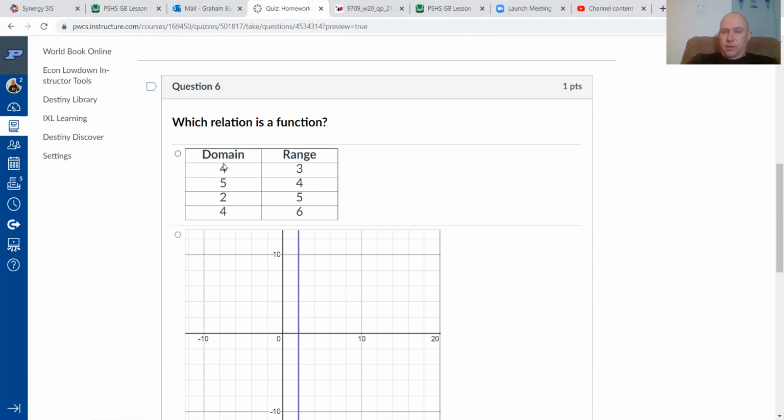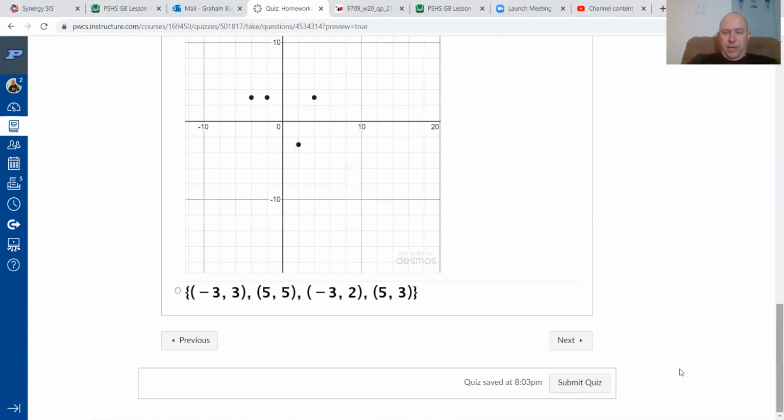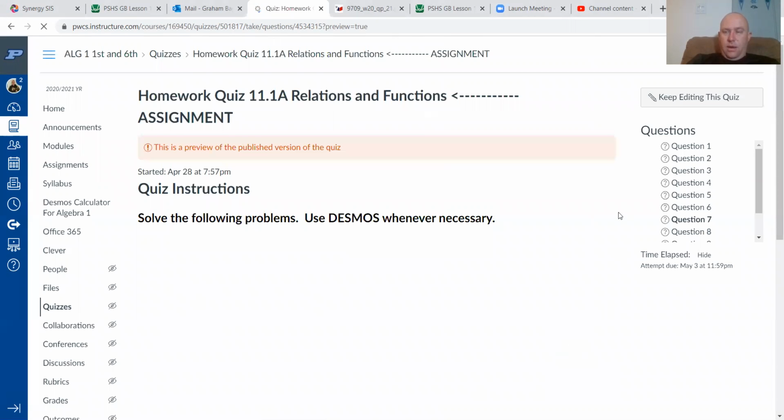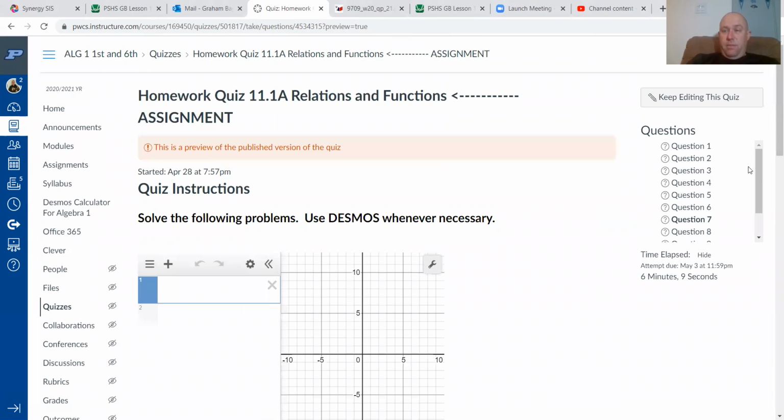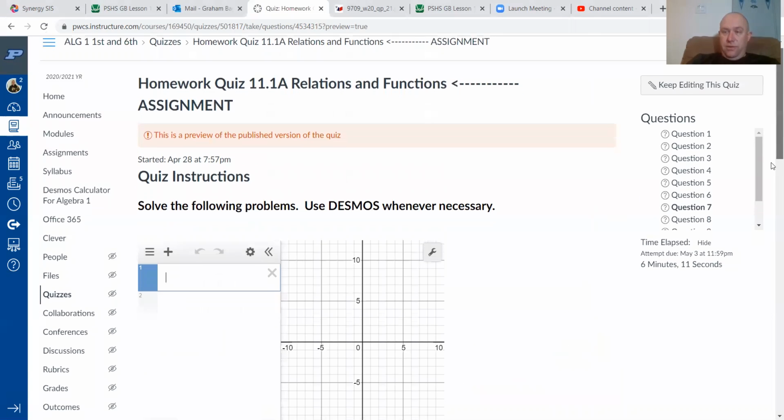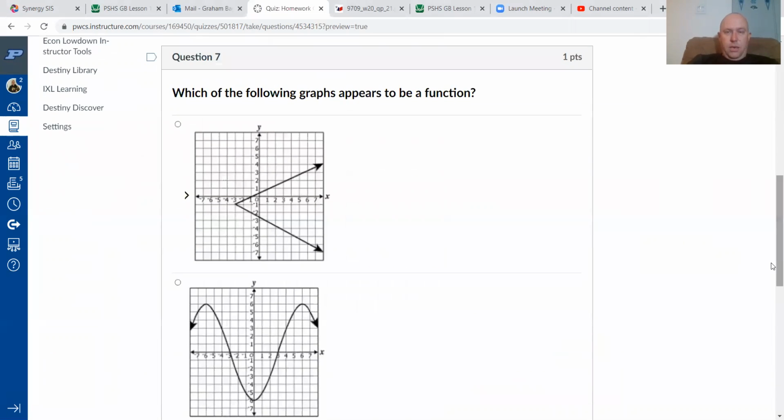So for a table, we're just looking at these x values. I see a repeat value here, the 4 and the 4, so I know it's not that one. And you can go and check the other two just to see which one it should actually be then. If there's one that you're not sure of, check the other one. It might be by process of elimination. You can also figure out the correct answer. So which one appears to be a function?